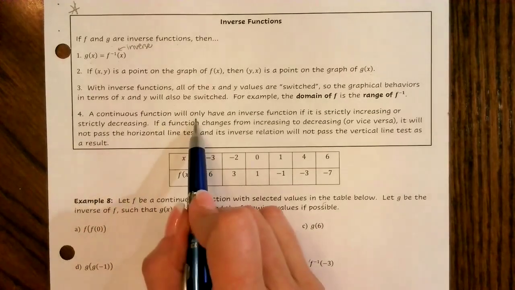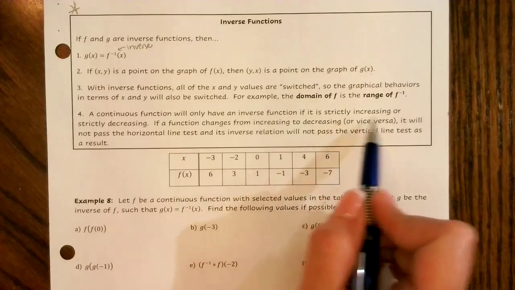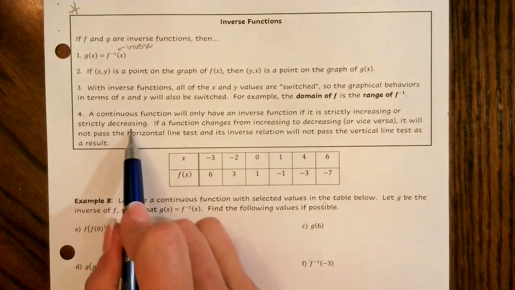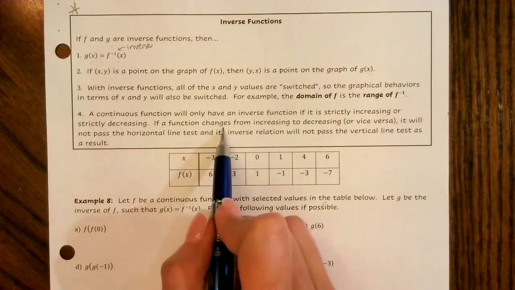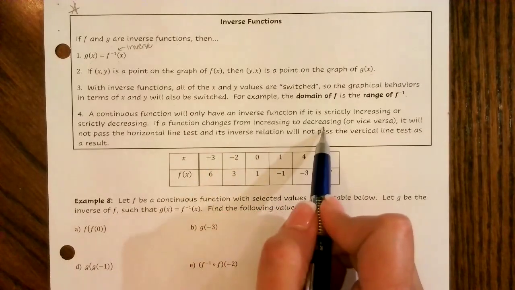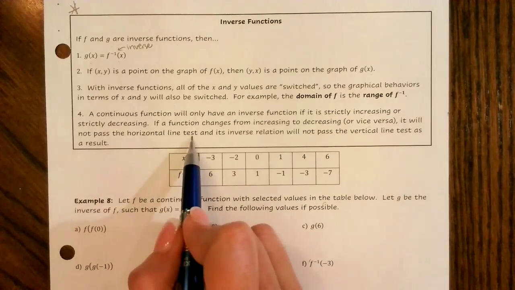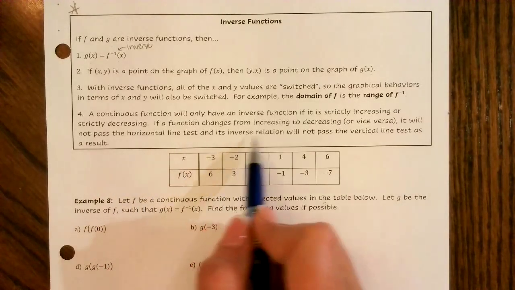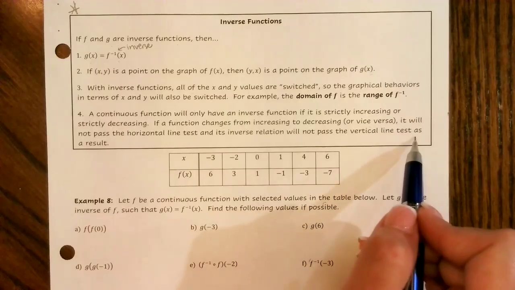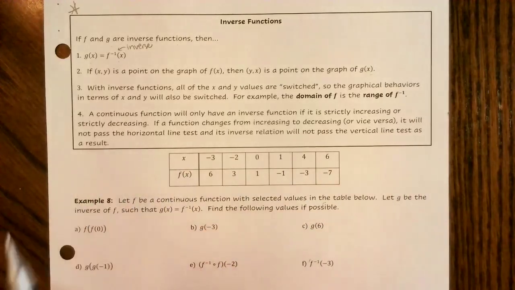A continuous function will only have an inverse function if it is strictly increasing or strictly decreasing. If a function changes from increasing to decreasing or vice versa, it will not pass the horizontal line test, and its inverse relation will not pass the vertical line test as a result. And so that is just a little side note.